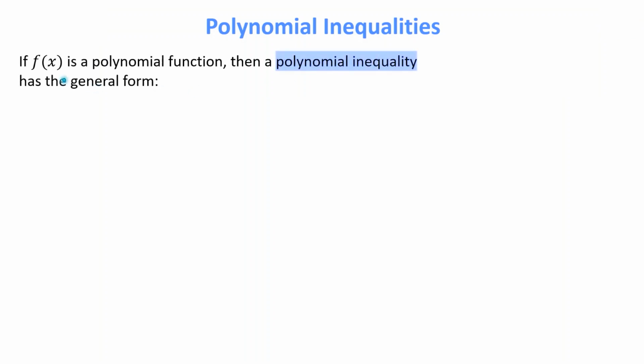So what is a polynomial inequality? Well, if f of x is a polynomial function, then a polynomial inequality has the general form. And there's 5 general forms. So we have, for the first one, f of x is strictly less than 0.